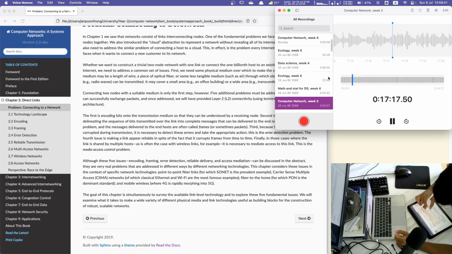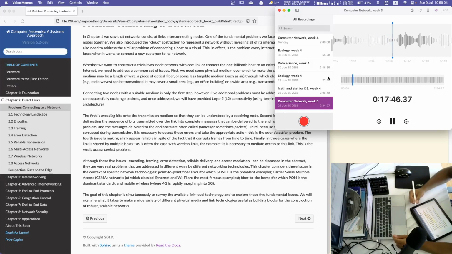Then the fourth issue is, even though there is a corruption error in the frame, how to transmit a reliable signal. That means we have an error detection problem, and once an error is detected, solve the error and make the signal reliable. What is reliable? Everything is clear, you can trust the signal. Then the fifth issue is that multiple hosts share the link, so it is necessary to mediate access to it.